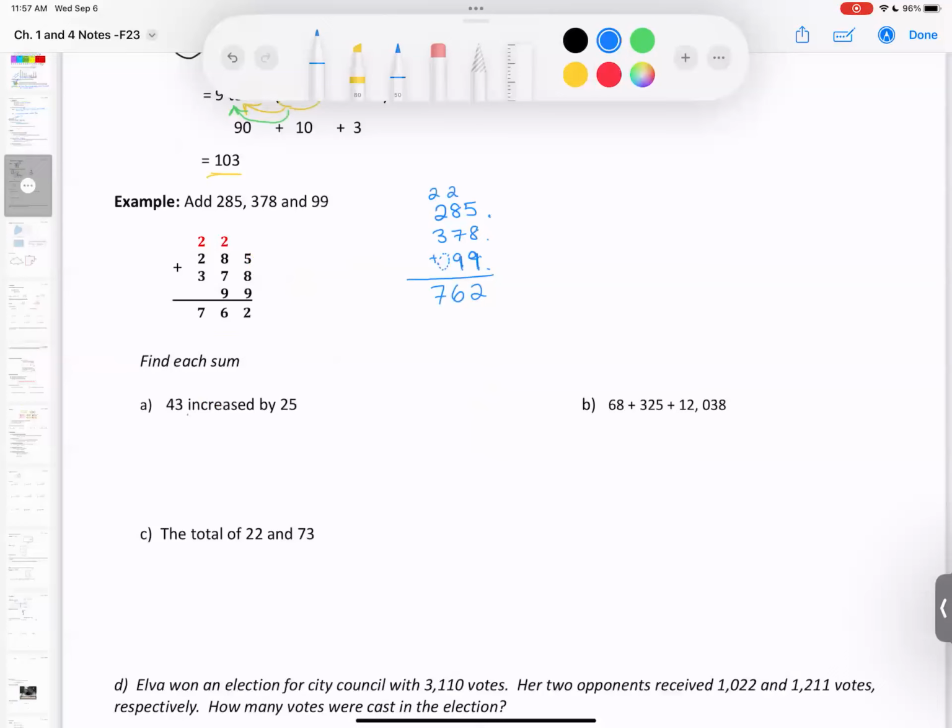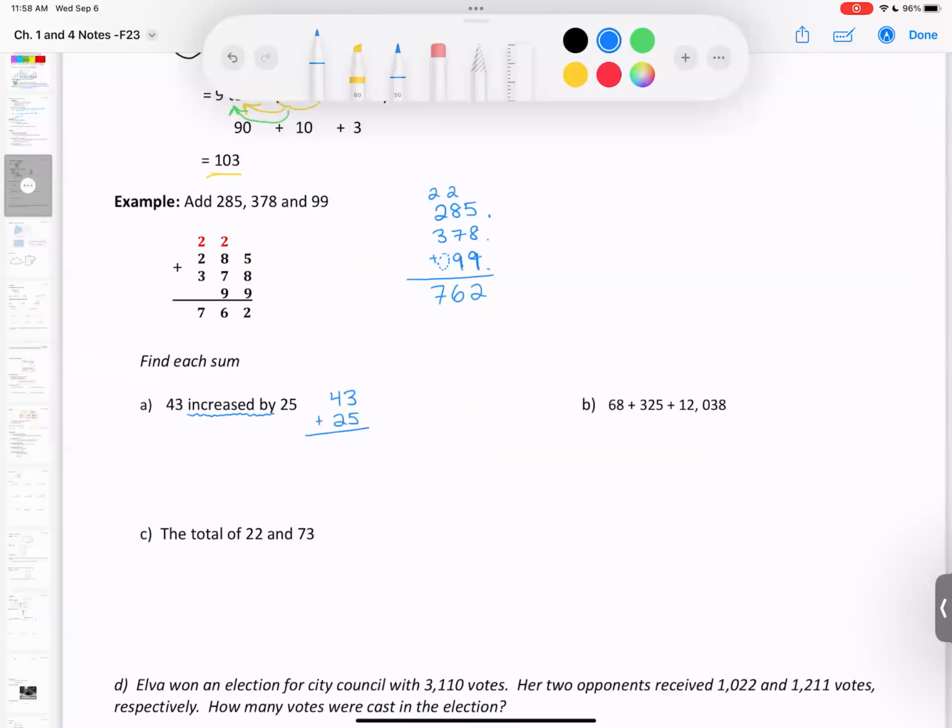If you ever see "increased by," we're talking about increasing or adding more to something. So that clue is telling you that's addition. So if we have 43 and we're increasing that 43 by 25, that means we're adding 25. So we're going to have 43 plus 25.